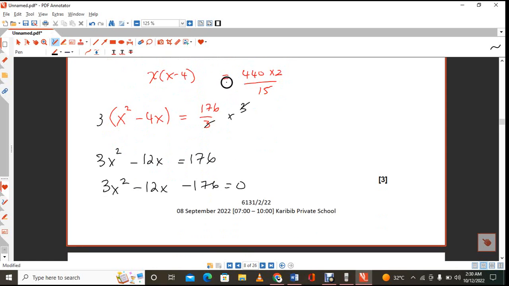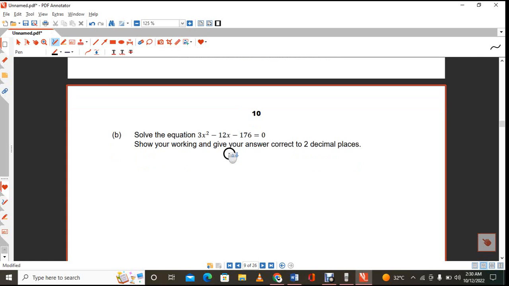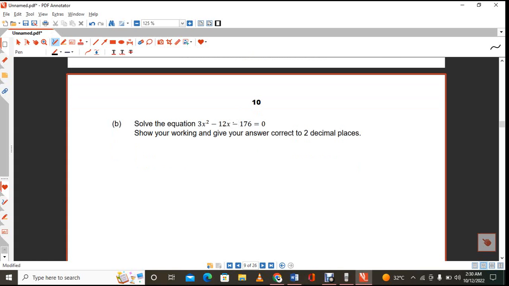Okay, so I guess the next part will just be maybe for us to solve the equation. All right, solve the equation, and if the question says to you, give your answers correct to 2 decimal places, it means that you either have to use the quadratic equation formula or completing the square method. That's something that you ought to remember, because you cannot factorize this. Okay, that thing of saying find 2 numbers that multiply together to give you 3 times minus 176, and if you add them, give you negative 12. It won't work, so you will not be able to factorize this.